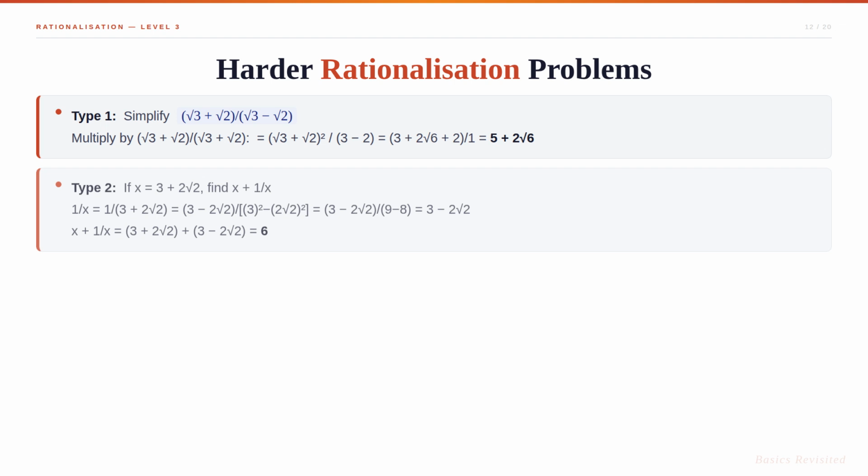Type 2. If x equals 3 plus 2 root 2, find x plus 1 over x. Rationalize: 1 over x equals 3 minus 2 root 2. Adding, x plus 1 over x equals 3 plus 2 root 2 plus 3 minus 2 root 2 equals 6.